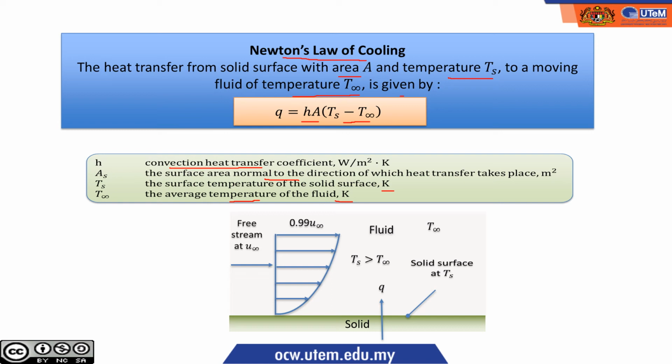So the solid surface is at temperature Ts, and we have fluid, and the fluid's temperature is T infinity. The flow is actually zero at the surface, but the fluid flow becomes bigger further away from the solid surface.